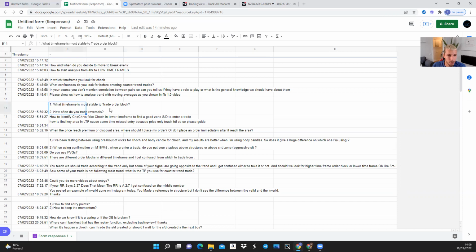What time frame is the most stable to trade order blocks? I look for order blocks on 4 hours and 1 hour, or 2 hours, but it's basically the same.